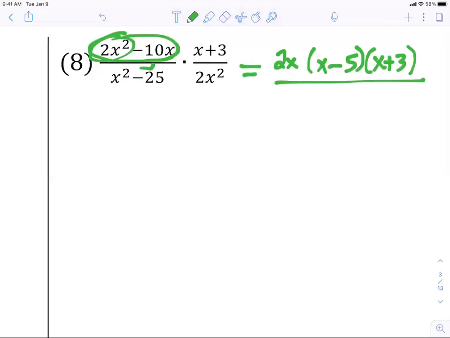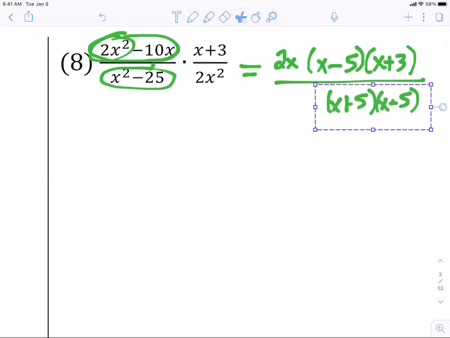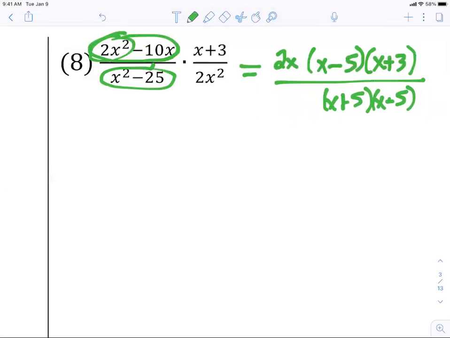On the bottom though, now let's factor out this one right here. X squared minus 25 can factor into x plus 5 and x minus 5. It's our difference of perfect squares. Now, any quantities, I usually always move to the end. If we have a 2x squared here, I can't really do too much with that, so I'm going to move that to the front. And now we look to see what we can really simplify.